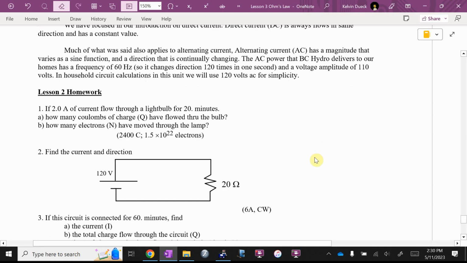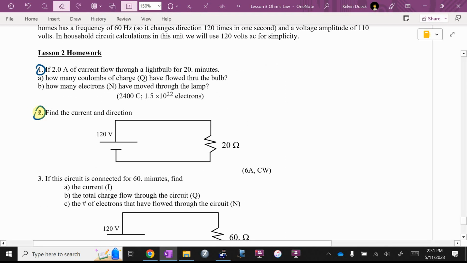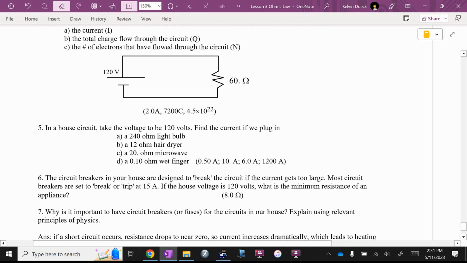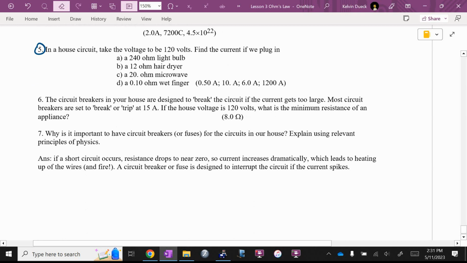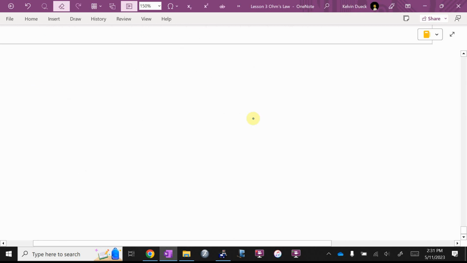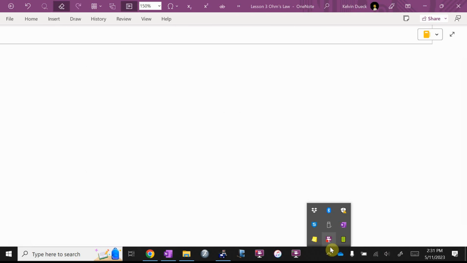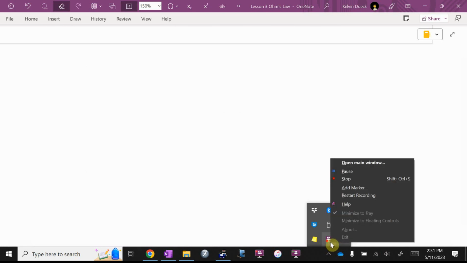What's your homework? Number 1 is good. 2 is good. You can skip 3. 5 is good. 6 is good. 7 is good. We'll pause there. I know a lot of you also have homework from the last 2 lessons.